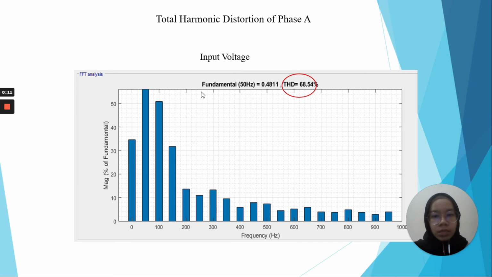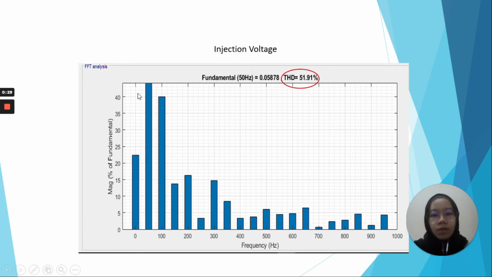Next, I will explain the result of our total harmonic distortion of phase A. The first one is for the input voltage. The total harmonic distortion that we get for the input voltage is 68.54%. The next one is for the injection voltage. The total harmonic distortion of phase A for the injection voltage is 55.91%, which is smaller than the input voltage.